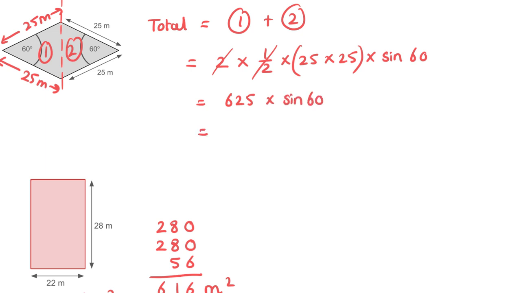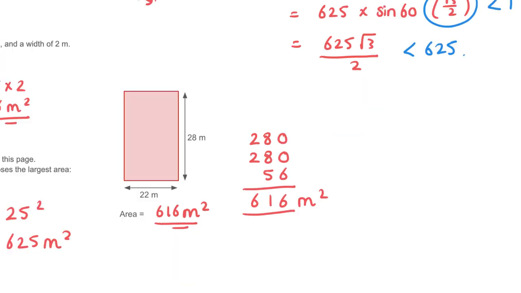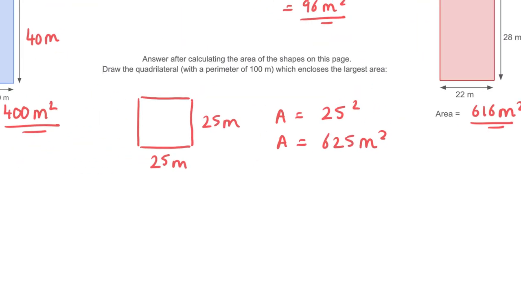Now, it doesn't really matter what the specific value of sine 60 is. Sine 60 is root 3 over 2. So you could say that this is 625 lots of root 3 divided by 2. But the key point here is that root 3 over 2 is less than 1. So whatever this value is, it's definitely less than 625. It's definitely less than this square that we worked out the area of below.